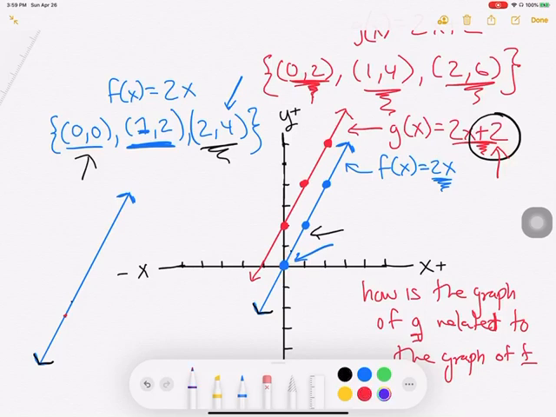Now, without doing all of these calculations of domains and finding the ranges, I'm going to give you another equation. Let's say this is h of x equals 2x minus 3. This is what the equation looks like. Now, you don't have to do all the calculations.